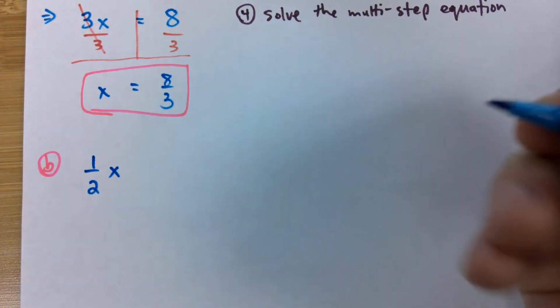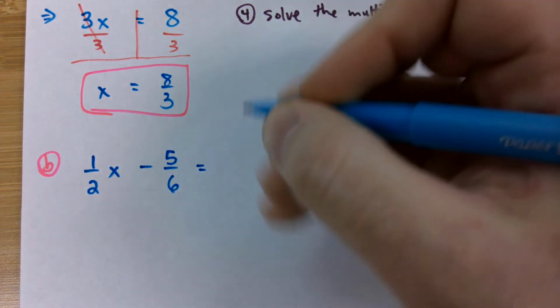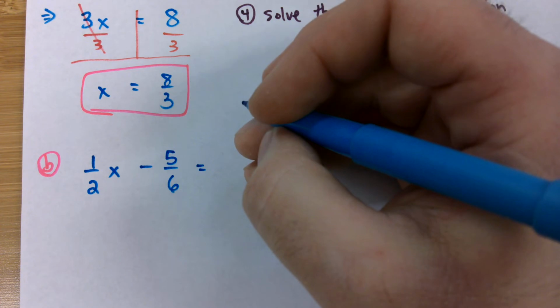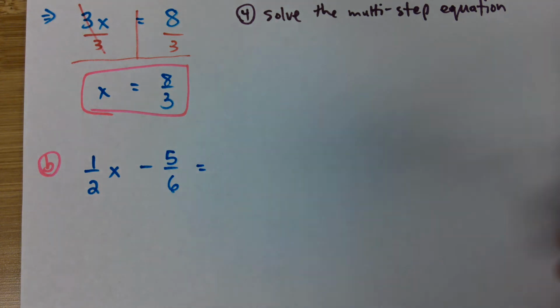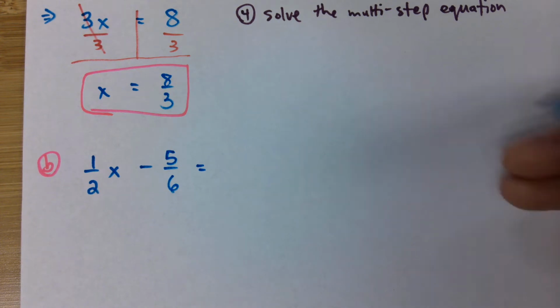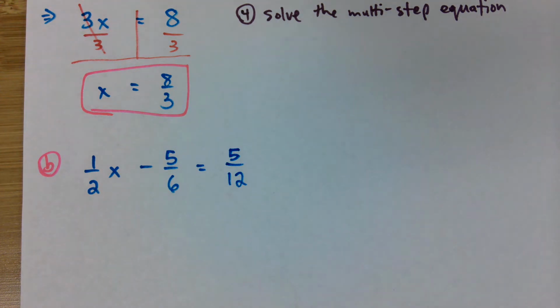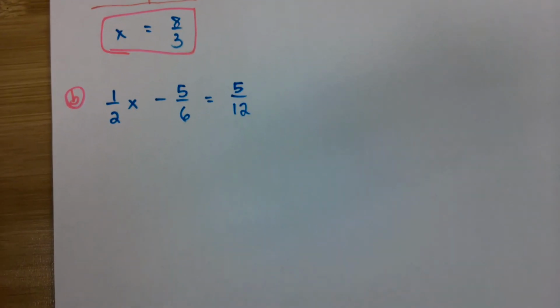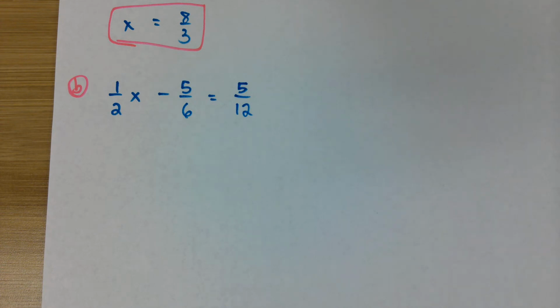One half x minus 5/6 equals 5/12. Again, for those of you who are LCD pros, you may be able to look at this and immediately tell what our LCD is. Give me a thumbs up if you can see what our LCD is here right away.